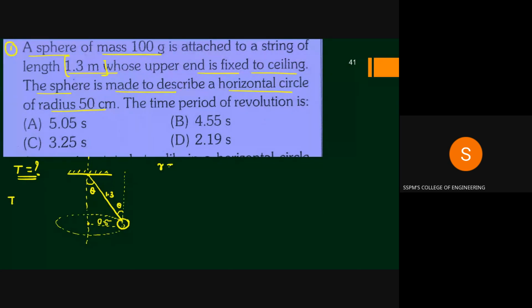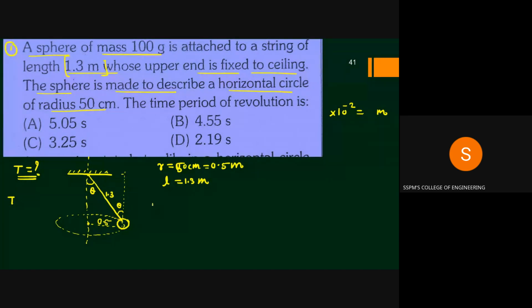So radius for the conical pendulum is 50 centimeter. So conversion of centimeter to meter is just multiply it by 10 to the power minus 2. Okay. So the answer will be in meter. So this is 0.5 meter. Length of the string, this is 1.3 meter.